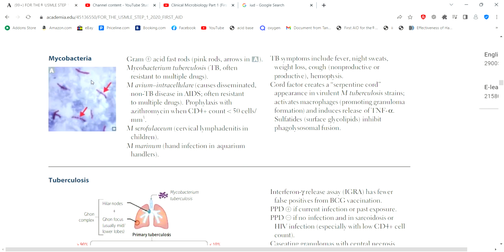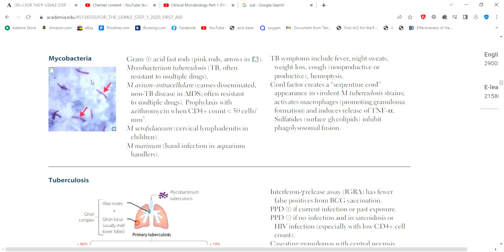When the CD4 count drops below 50, you get MAC, which is Mycobacterium avium intracellulare. That is super low. A CD4 count lower than 50 is AIDS. So they're very prone to getting this type of bacteria. Remember that.